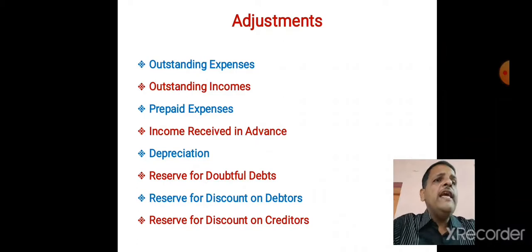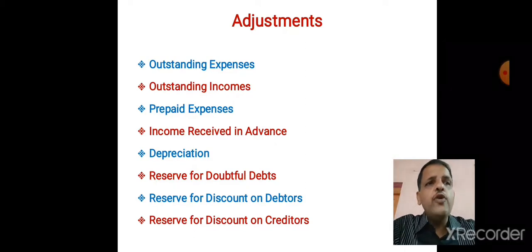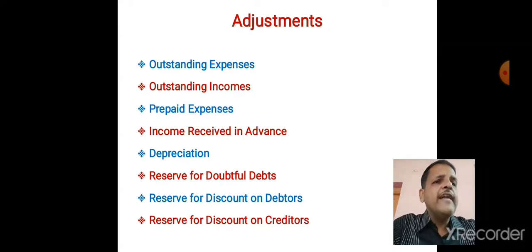Now, if only bad debt and new RDD are there, then on the debit side of the profit and loss account, we have to show bad debt plus new RDD. And if only new RDD is there, no old RDD, no bad debt, then whatever we calculated, we have to show on the debit side of the profit and loss account as reserve for doubtful debt. Now in the balance sheet, whatever amount of new RDD we calculate, we have to calculate on sundry debtors and deduct from sundry debtors.